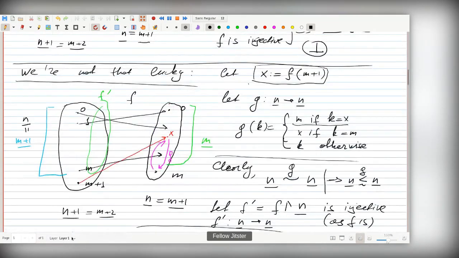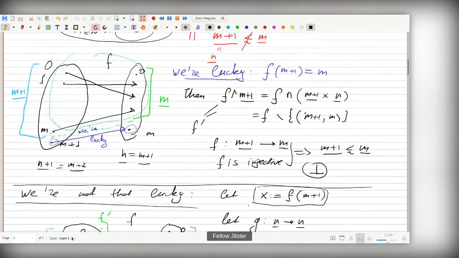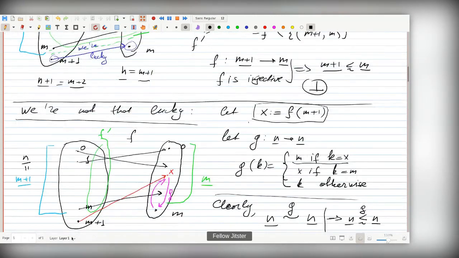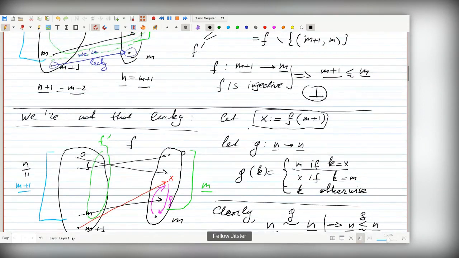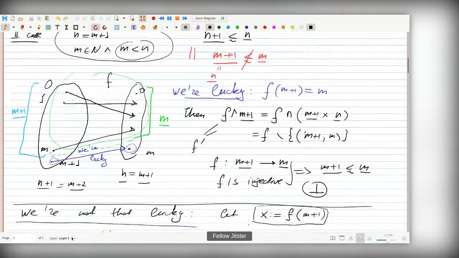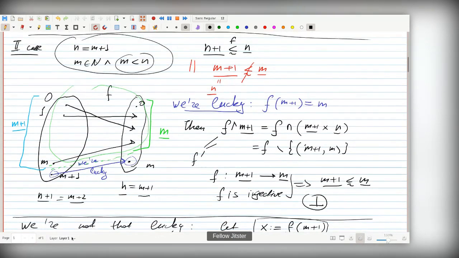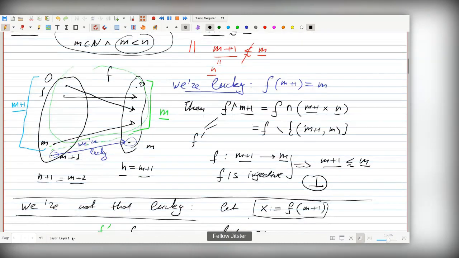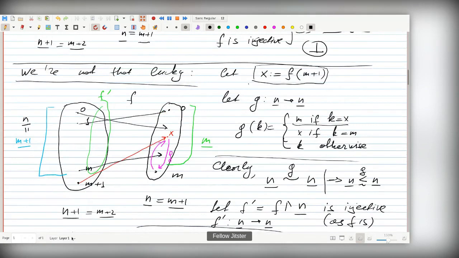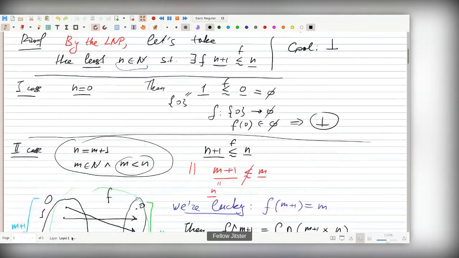What have we just done? We have reduced the general situation when the value of f at m plus 1 is some arbitrary x, to a situation when we are lucky and when it is immediate how one can make an injection from m plus 1 into m from a given injection from m plus 2, that is n plus 1, to m plus 1, that is n. So we have just swapped x and m. If you think about it, you shall see that it is trivial, it is almost obvious.